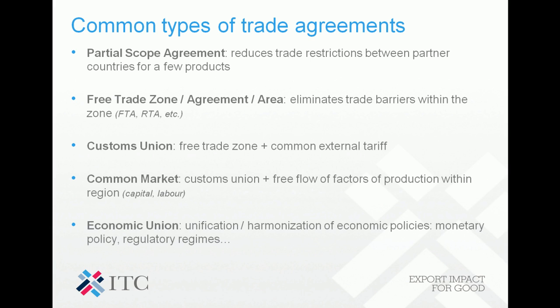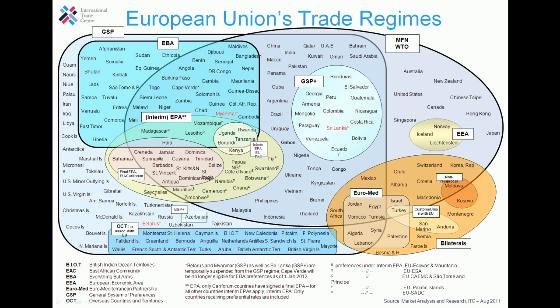An economic union, moreover, includes the unification or harmonization of economic policies such as monetary policy, regulatory regimes, etc. The European Union has a large number of trade regimes with third countries. The regime affecting most countries is the most favored nation regime, which applies to all World Trade Organization members. Another important regime is the generalized system of preferences, which gives preferential access to developing countries. The everything but arms regime, as a part of the European Union's generalized system of preferences, furthermore gives tariff-free and mostly quota-free access to imports from least developed countries, except for the imports of arms and ammunition.